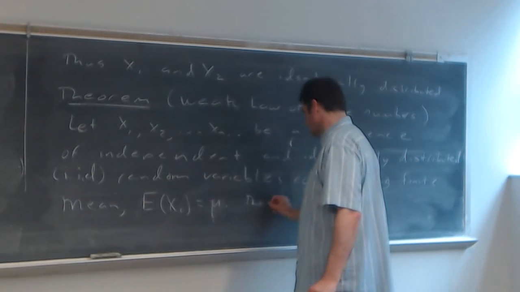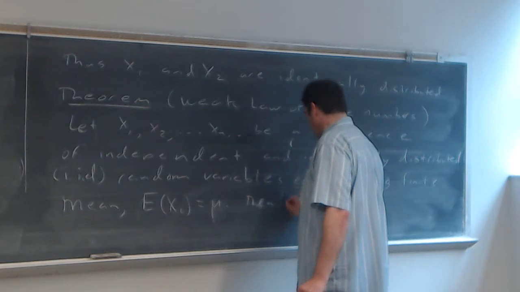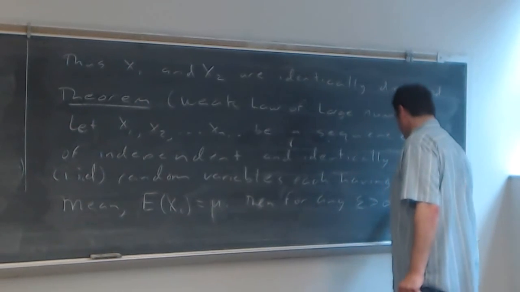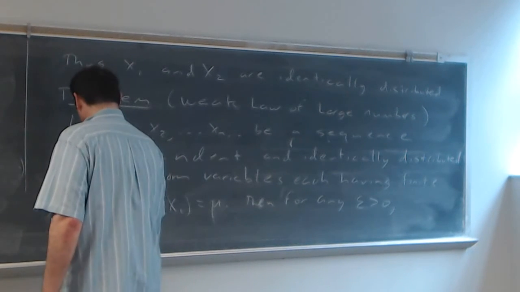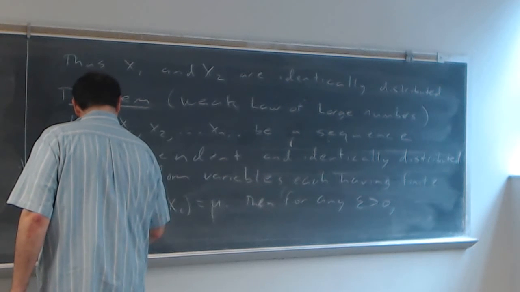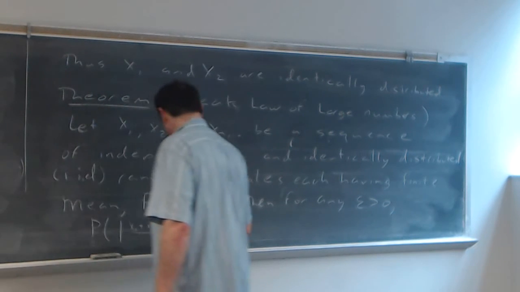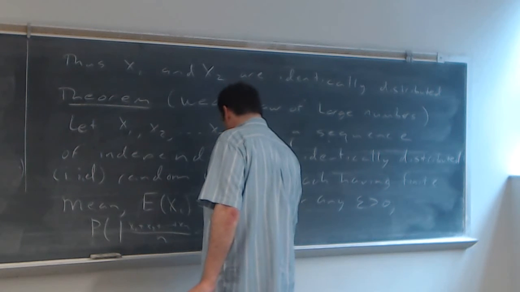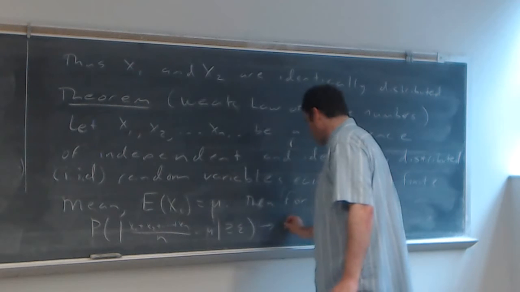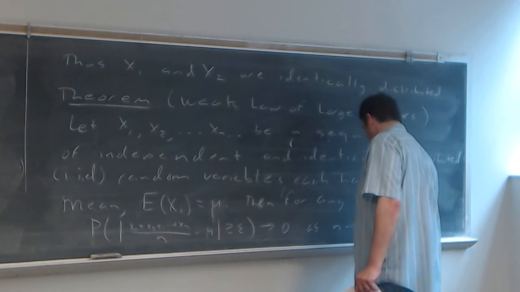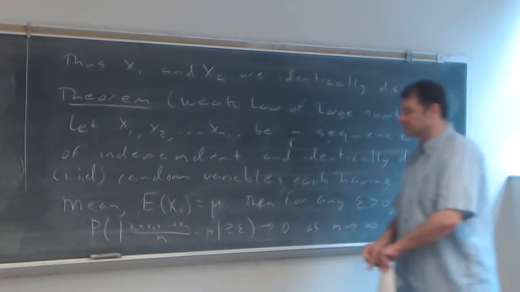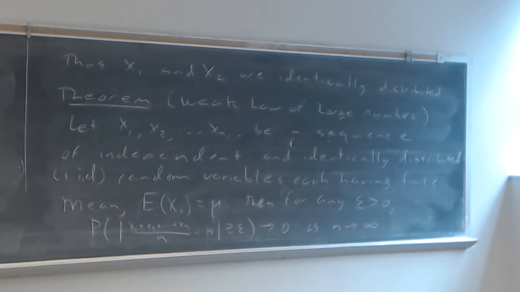And so then, for any epsilon greater than zero, the probability that X1 plus X2 plus all the way up to Xn, over n, minus mu, is greater than or equal to epsilon, that probability goes towards zero as n goes towards infinity. This is a type of convergence called convergence in probability. We'll talk about different types of convergence as well for functions. Well, that's the statement, and the statement can be proved with the hypotheses that are given.